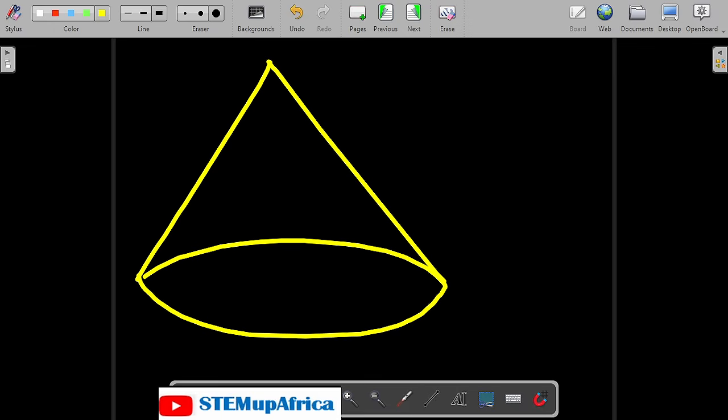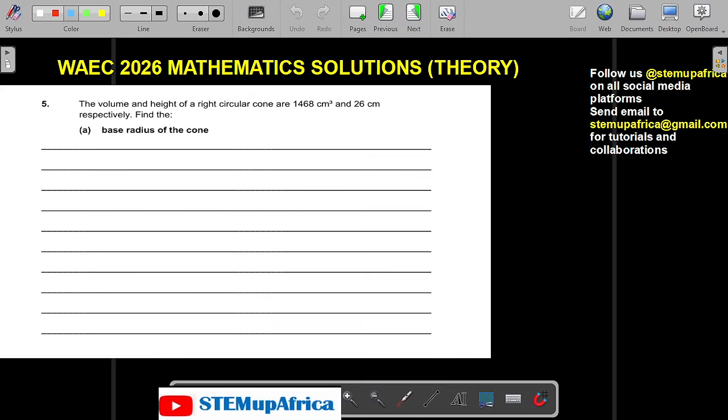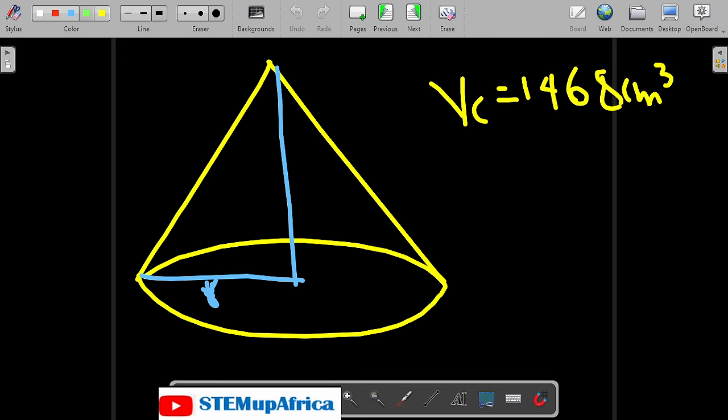And the volume of this cone is 1468 cm cubed. We are asked to find the base radius, which is our r, and the height is given to us as 26. The height of this cone is 26 cm, and the entire volume is 1468. Here's the height, here's the slant height, which is our L. Let's call this point A, let's call this point B and C.